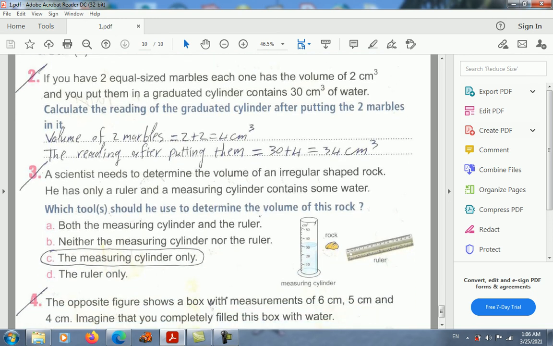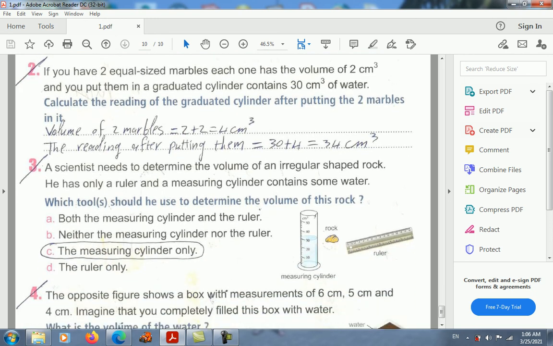2. If you have two equal sized marbles, each one has the volume of 2 cm cube, and you put them in a graduated cylinder that contains 30 cm cube of water. Calculate the reading of the graduated cylinder after putting the two marbles in it. So first you have to calculate the volume of the two marbles. In this case, the volume of two marbles equals 2 plus 2, which is equal to 4 cm cube.